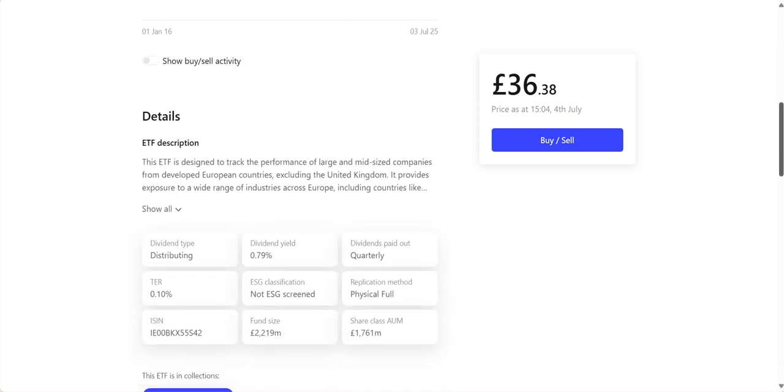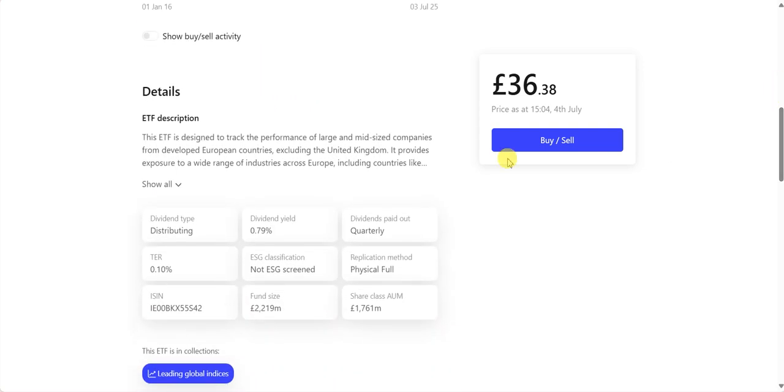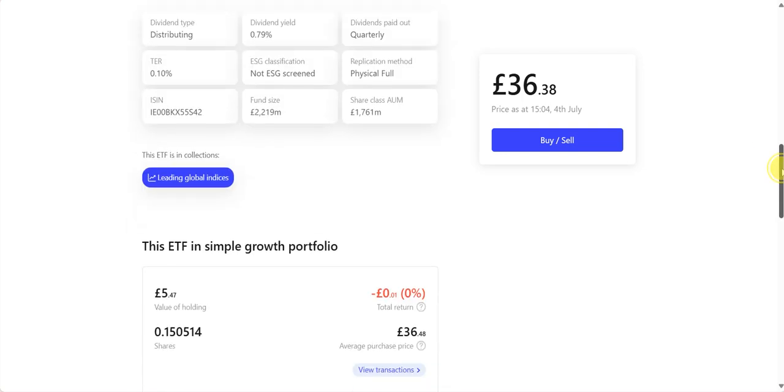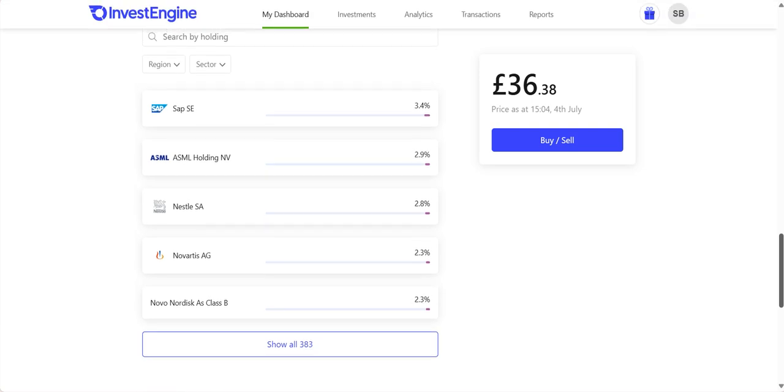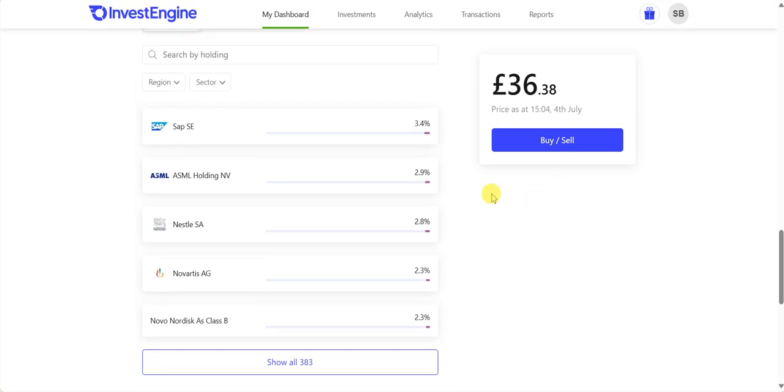So let's go over it quickly. Large and mid-sized companies from developed European countries, excluding the UK. Dividend yield is 0.79, paid quarterly. Cost is 0.10, that's really low. Let's have a look at what's in here. So 383 stocks. You can see the top ones here.